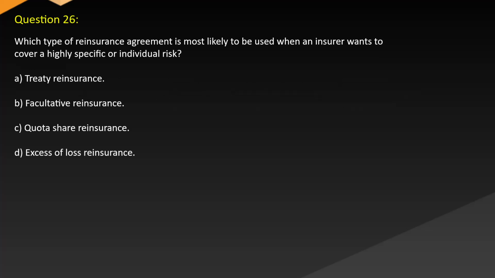Question 26. Which type of reinsurance agreement is most likely to be used when an insurer wants to cover a highly specific or individual risk? A. Treaty reinsurance. B. Facultative reinsurance. C. Quota share reinsurance. D. Excessive loss reinsurance.